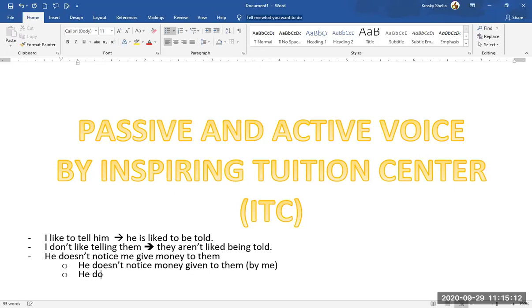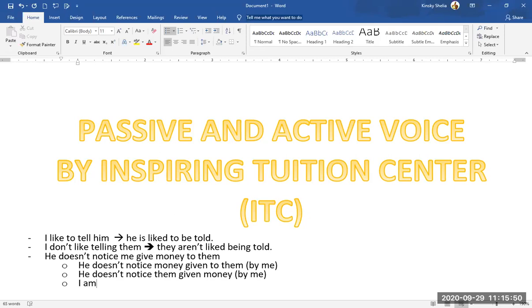And also the same, you can say he doesn't notice them given money by me. And here, what disappears? Also me, because them is to be put on the position of me. And then the me can be the object. We can put it into the front by putting it as a subject.